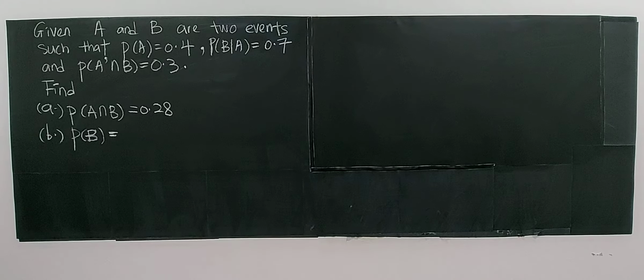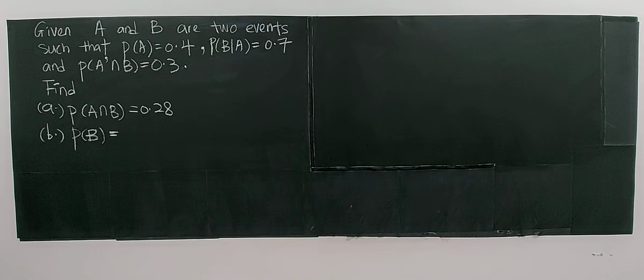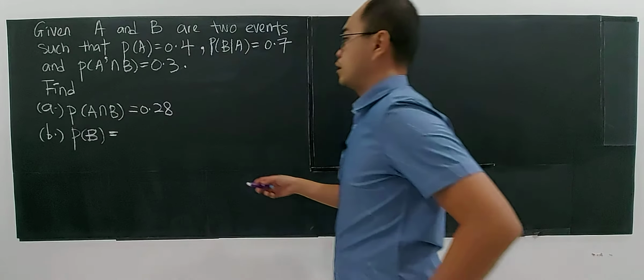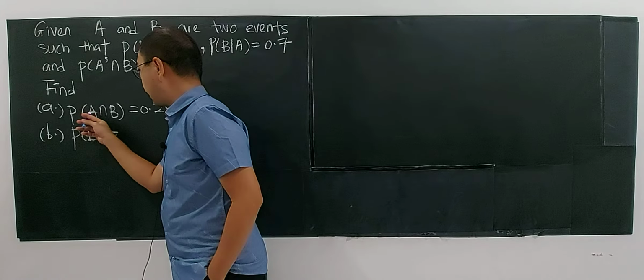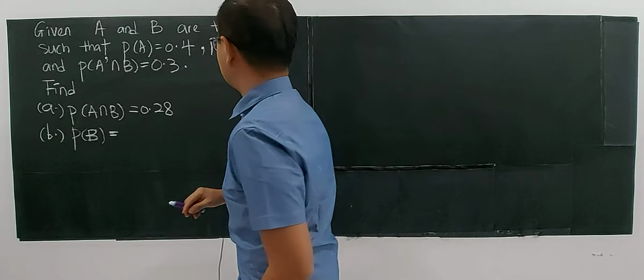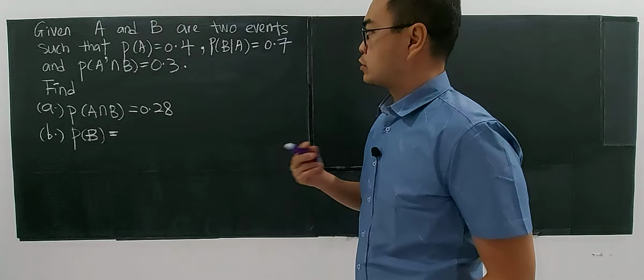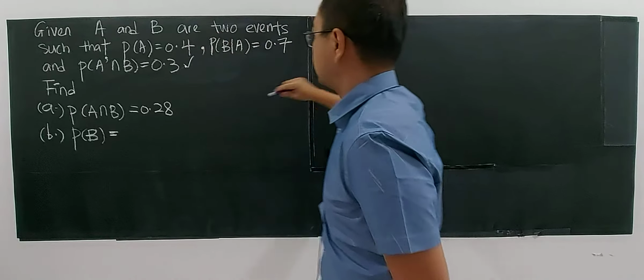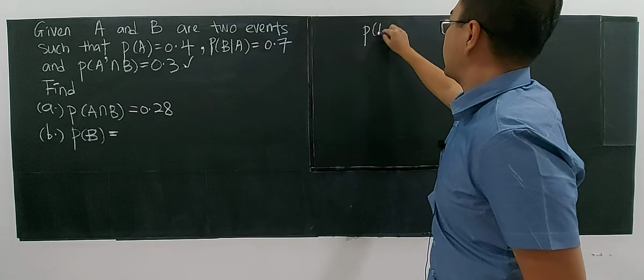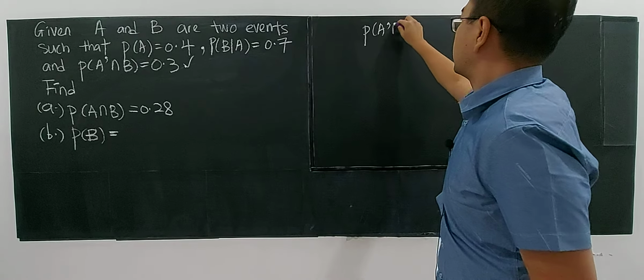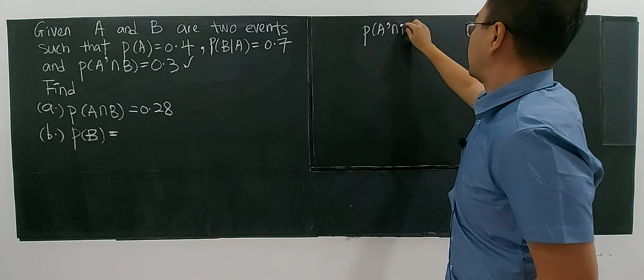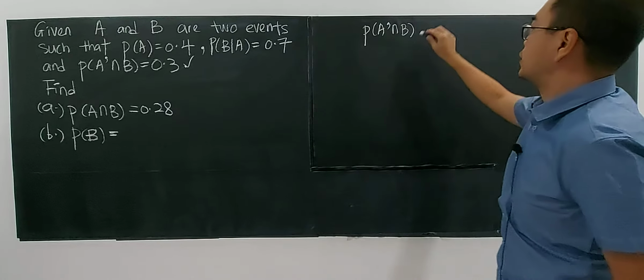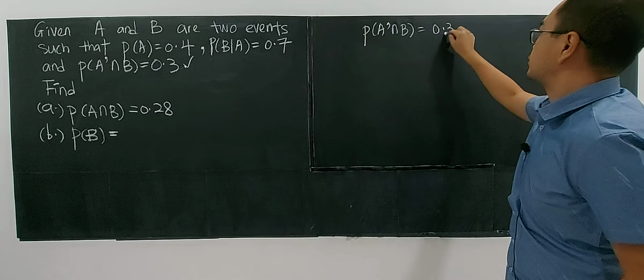Alright, look at the next question. They're asking you to find the probability of event B. As we already have the answer for the probability of A intersect with B, let's see what information can be used. It's given here. We know that the complement of A, or A prime, intersect with B is 0.3.